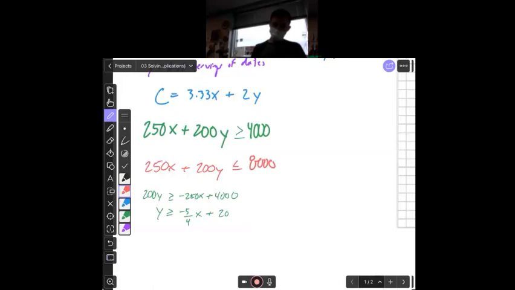And with the other one, when you kick the 250 over, you get 200y is less than or equal to negative 250x plus 8,000. Same thing is going to happen with the 250 and the 200. I'm still going to get negative 5/4 x, but now 8,000 divided by 200 is 40.